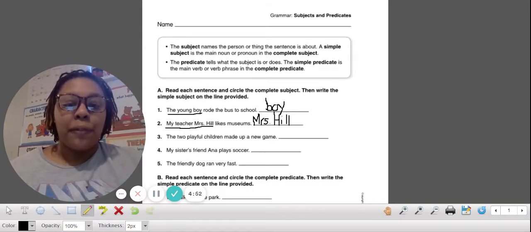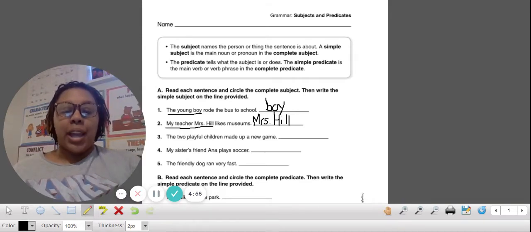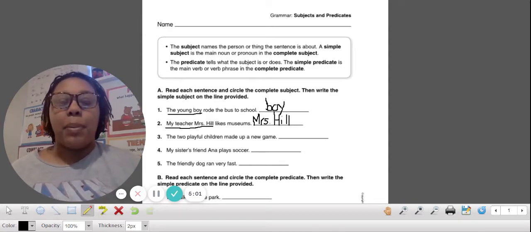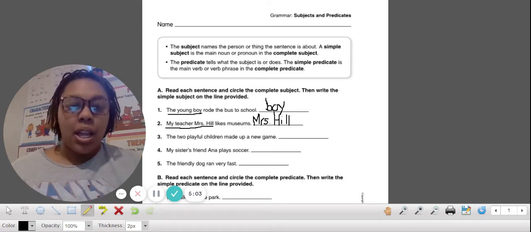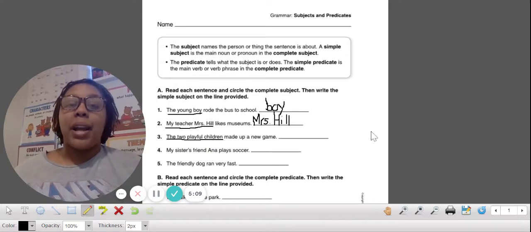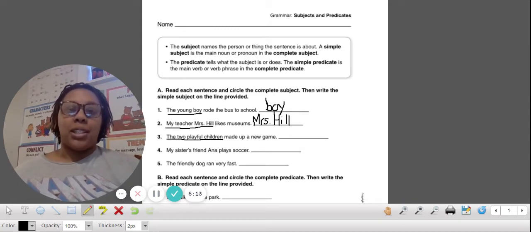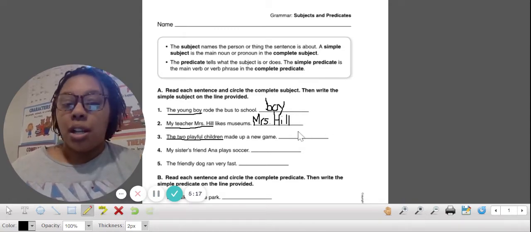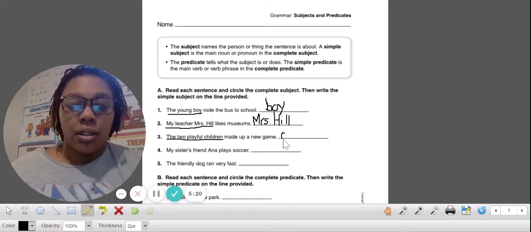The two playful children made up a new game. So again, my complete subject tells me everything, all of the details about who the sentence is about. So who is the sentence about? The two playful children. That is my complete subject. It gives me all of the information and details about my subject. What's my simple subject? Just the word children.